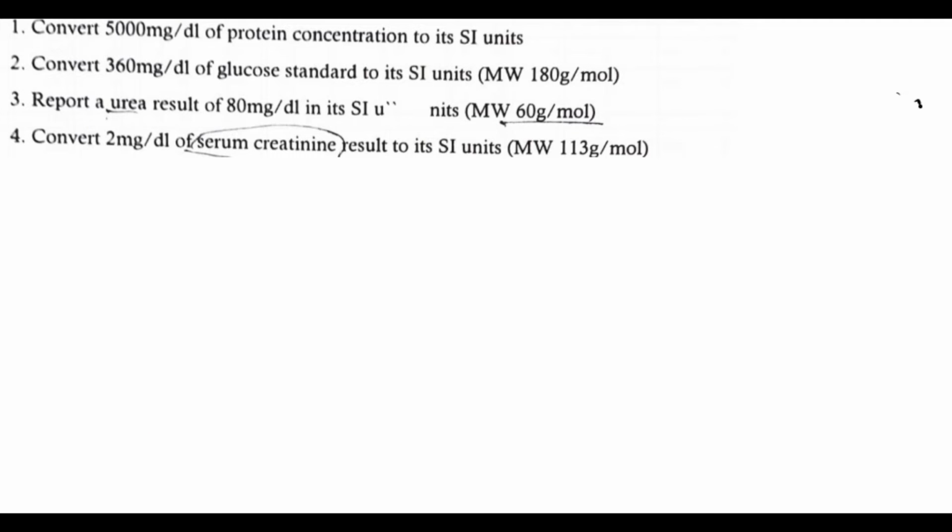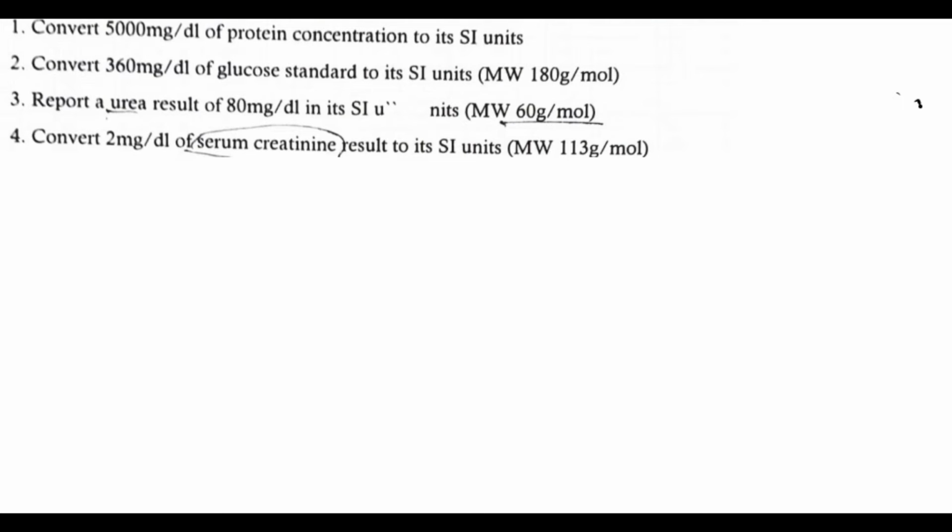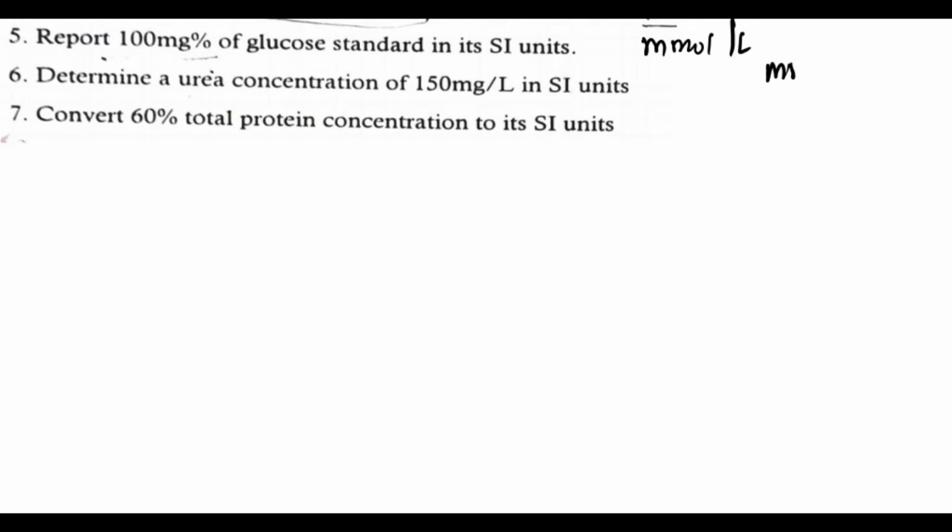Let's see question 5, which we have. Question 5. Report 100 milligrams percent of glucose standard in its SI units. So we need also to remember the SI units for glucose. Okay. So what are the SI units for glucose? It's millimoles per liter. After knowing that, you should also remember the molecular weight of glucose, which we are given in the first question here, it is 180. It's the one I'm going to use. It's 180 grams per mole.